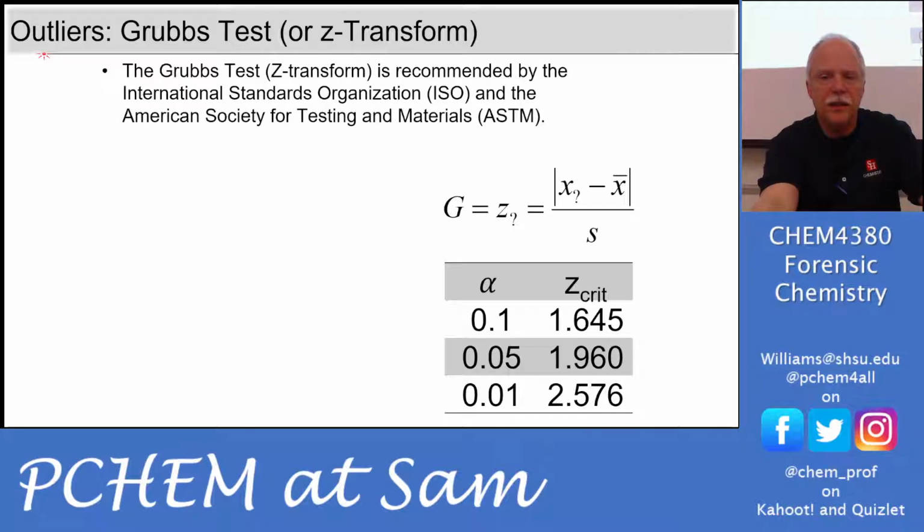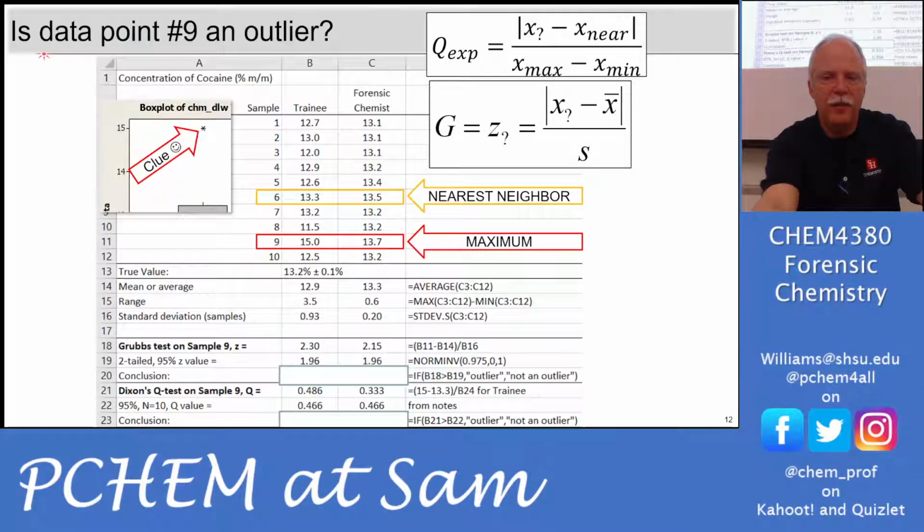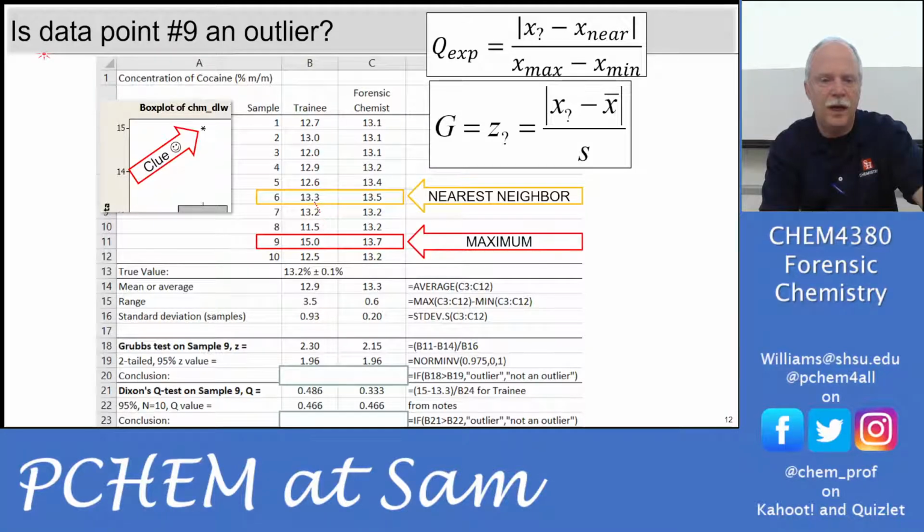Okay. So let's look at the Z transform. Well, let me go ahead and jump ahead and find it. Okay, here we are at the nearest neighbor. So here we have the maximum value, this 15. Looking at all of the data, we have a 13.0, a 13.2. Here's a 13.3. So that's the nearest neighbor. And so we calculate that gap. Okay, so 15 minus 13.3, so 1.7. And then we divide it by the range. So 15 minus, is that the small? No, 11.5. So it'd be 3.5.